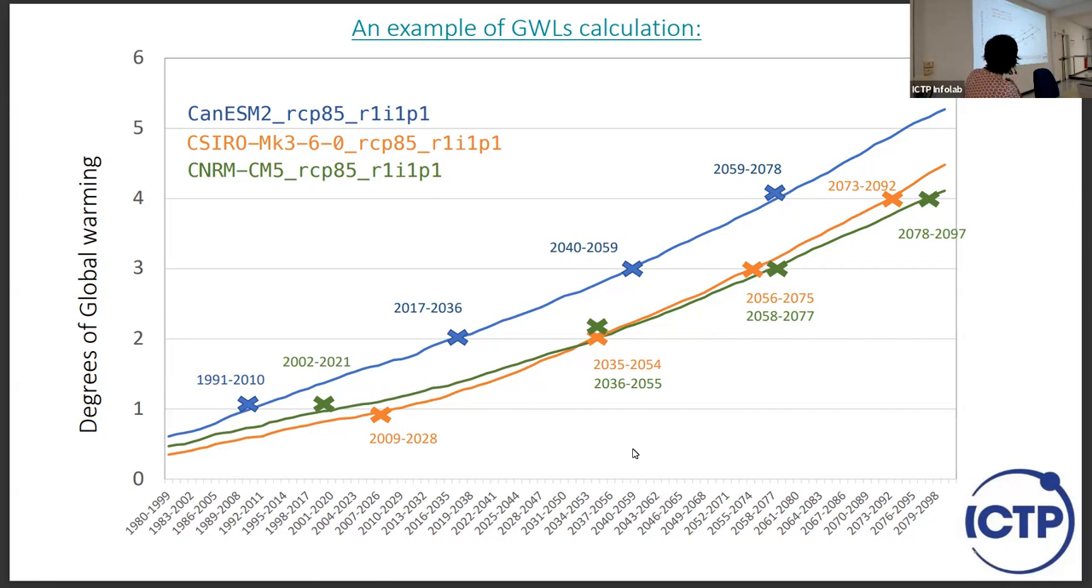The idea is that, as you will see in the lab later, if you use for example this blue model and you want to compute the change at a global warming level of 2, you will need to use this time slice, 2017 to 2036, as your future period for a global warming level of 2.